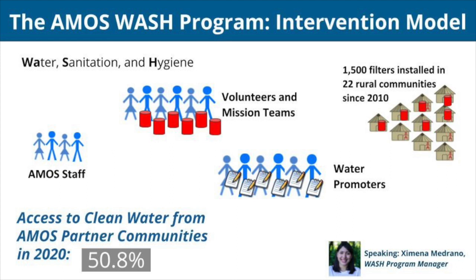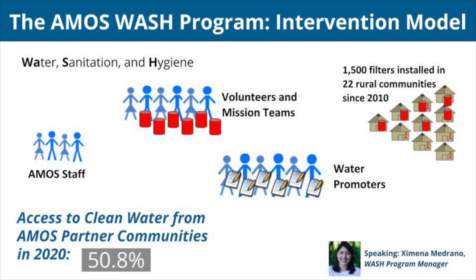And after these 10 years, we have installed 1,500 filters, and the amount of people that have access to clean water through our AMOS filters has increased to 50.8%. Of course, this number is always moving or varying because we install filters and then there are filters that stop working. But our goal, of course, is to have more than 90%, 100% of people in our communities that have access to clean water.